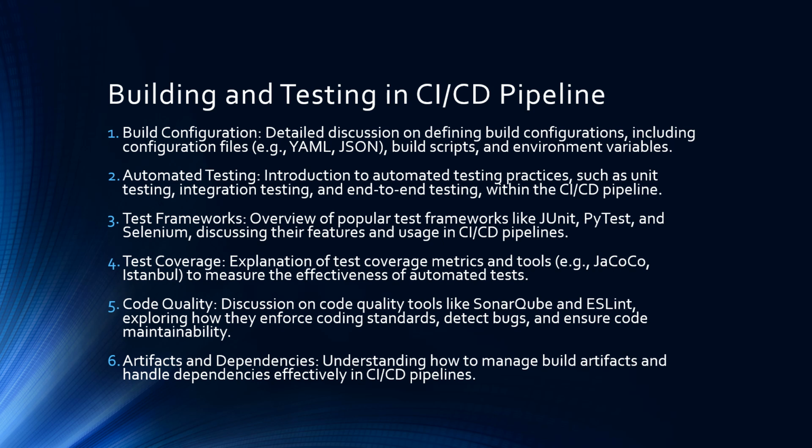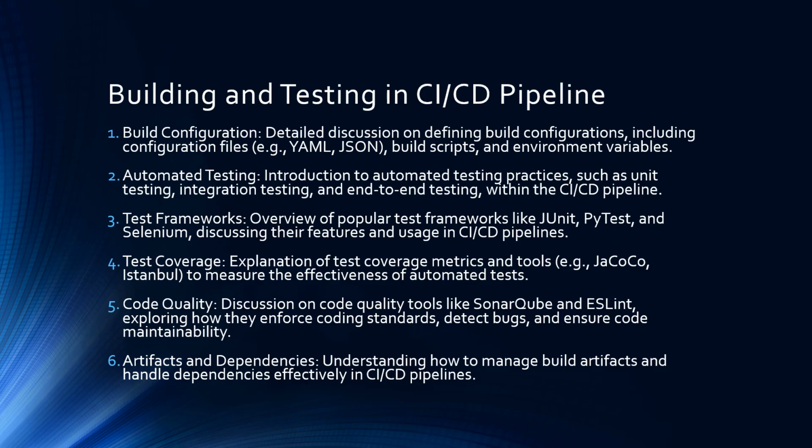Test coverage metrics help us understand the effectiveness of our test suite. Tools like JaCoCo and Istanbul provide detailed reports showing which parts of our code are exercised by tests. However, it's crucial to understand that coverage numbers alone don't guarantee quality. We need meaningful tests that verify business-critical functionality.